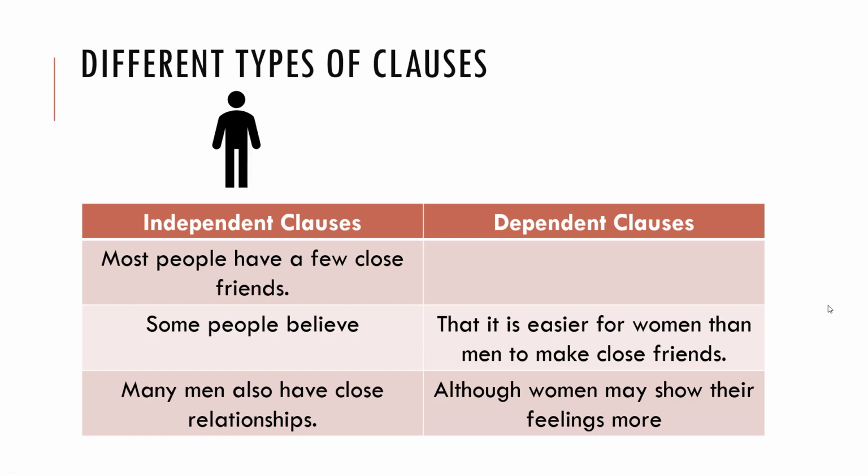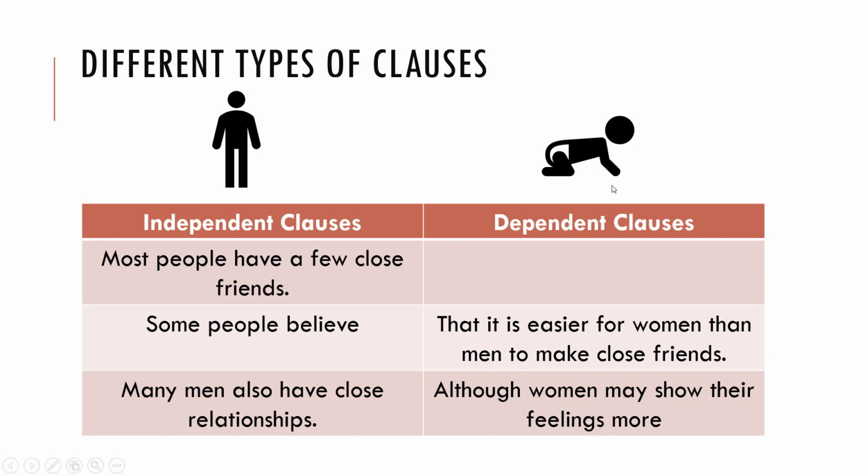Now, oftentimes, people ask, what's the difference between an independent clause and a dependent clause? An independent clause is like an adult. They can be on their own. They can be their own sentence. Just like an adult, they are independent. They don't need anybody else.